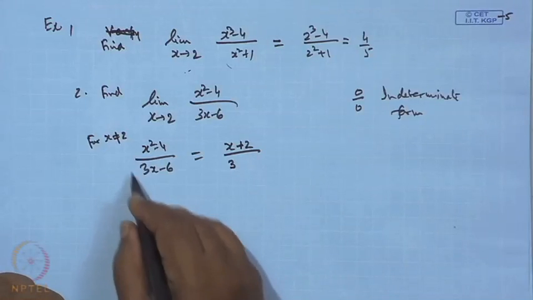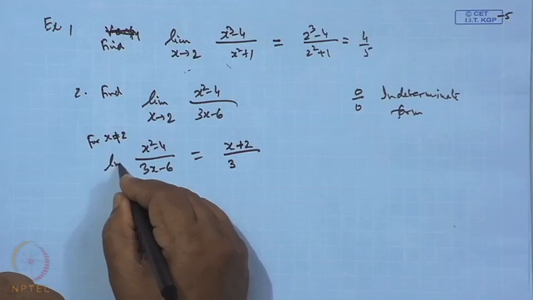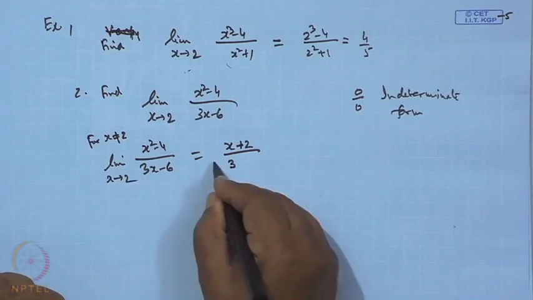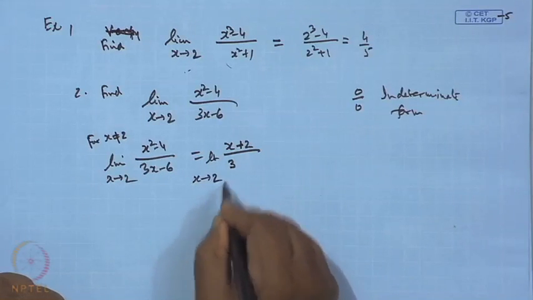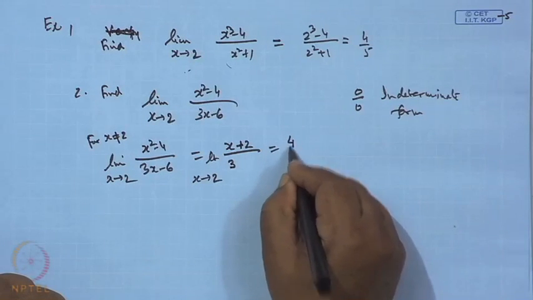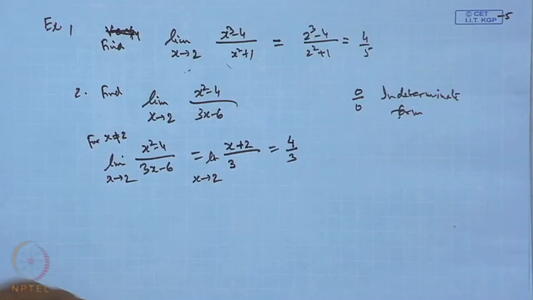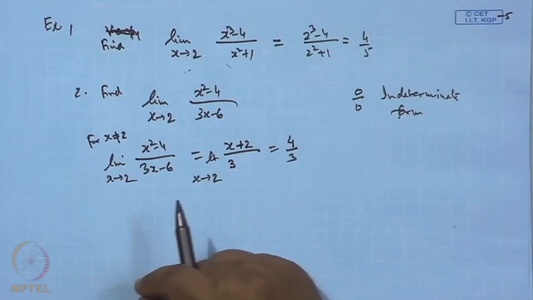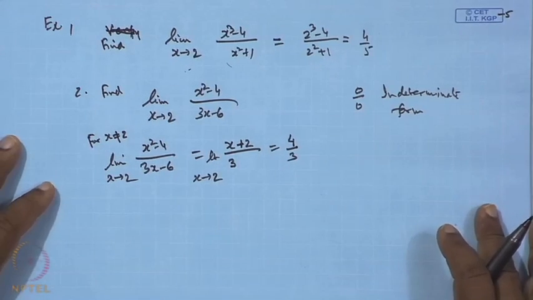And then when you take the limit of this now, as x tends to 2, it is the same as the limit of (x plus 2) over 3 as x tends to 2, which comes out to be 4 by 3, and that is the answer. Okay. So, that way we can easily find it.